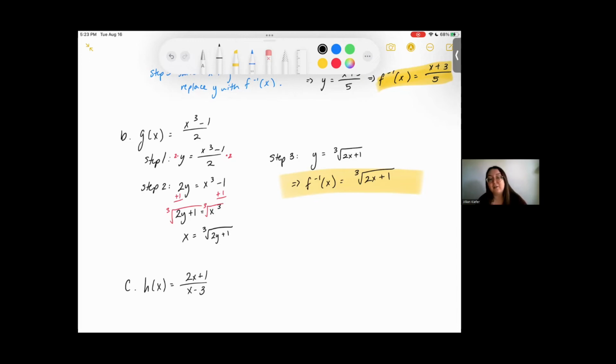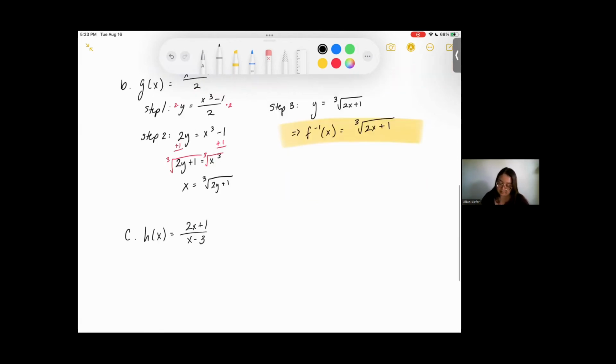So if we had the power of 3, we're going to have a third root. Looking at our inverse, we have the third root of 2 times x plus 1, and those are all the opposites. So we can go ahead with fair confidence that that's probably true. But if you want to be extra sure, take the composition. If it's equal to x, then they are definitely inverses. All right, let's go ahead and do part C.